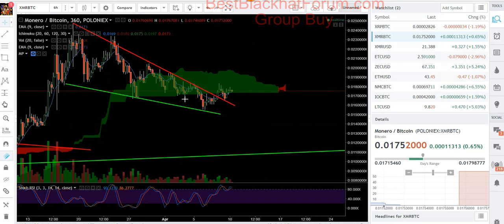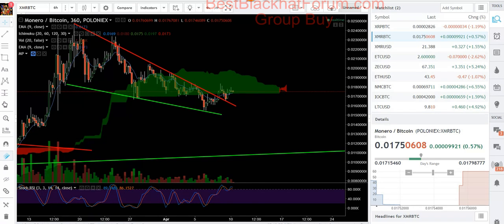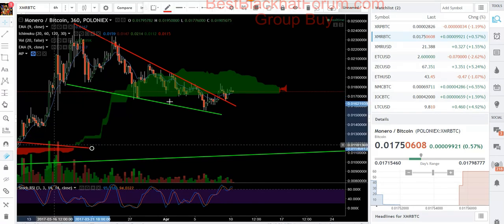Right here we came through the cloud and started to trade under the cloud. But now we're trying to work our way back on top of the cloud to get our support behind us, for us to rally out and make another move. And we see that on a lot of the coins.